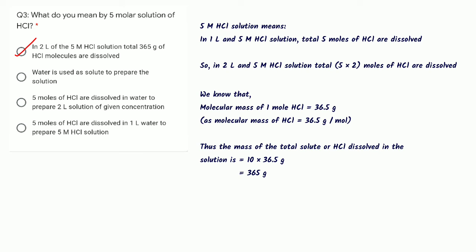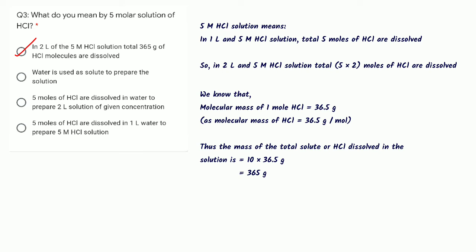If you add the 5 moles of HCl, the 5 moles of HCl also has some volume. Understand? It also has some volume, and if you add that volume to 1 liter of water, then the final volume of the solution will be more than 1 liter. But we know that to prepare 5 molar HCl solution, we have to add 5 moles of HCl to water to make the final volume of the solution 1 liter.